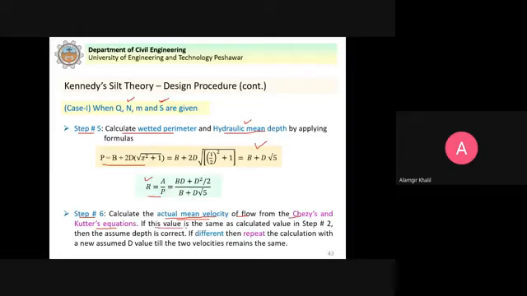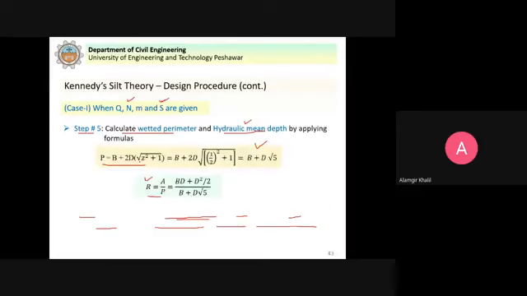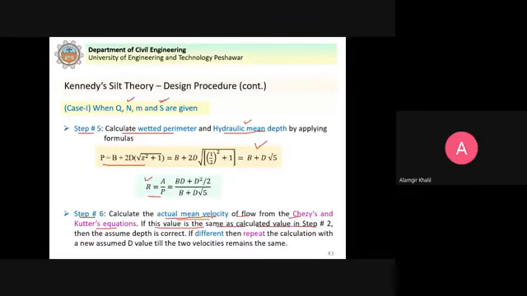If this velocity is the same as calculated in step number 2, that is the critical velocity, which is non-silting and non-scouring, which is required. So we now calculate this actual mean velocity. If this is the same as in step 2, then the assumed depth is correct. No further trial is required. The assumed depth is correct and we get the dimensions for the canal.